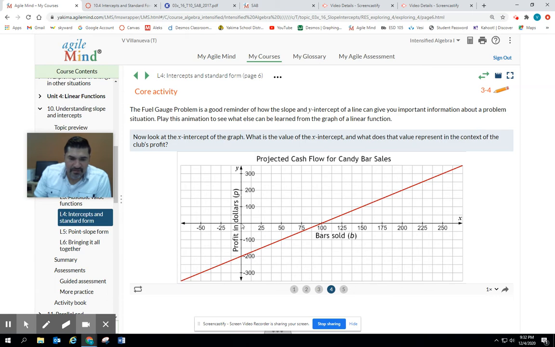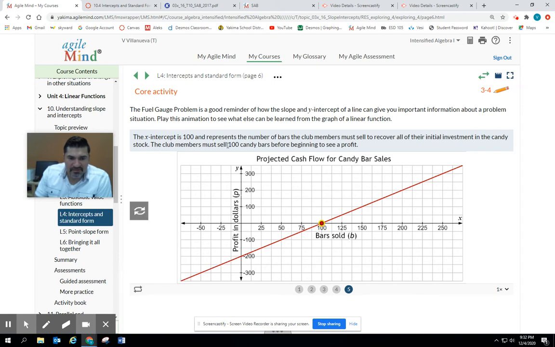So at the beginning, at zero bars sold, we are at negative 200. But once we sell, let's see, when we sell 25, we're still in the negative. At 50, we're still in the negative. At 100, this must be the breaking point. Okay.